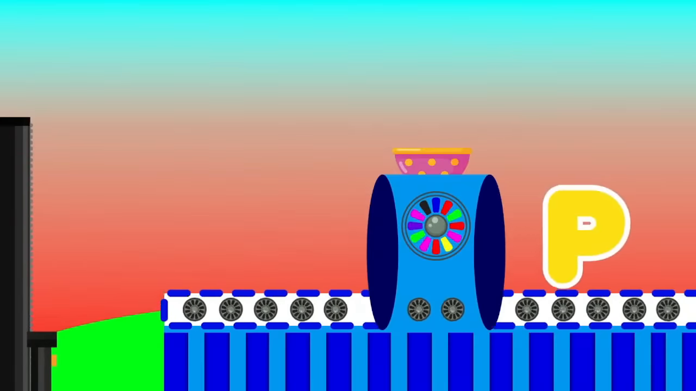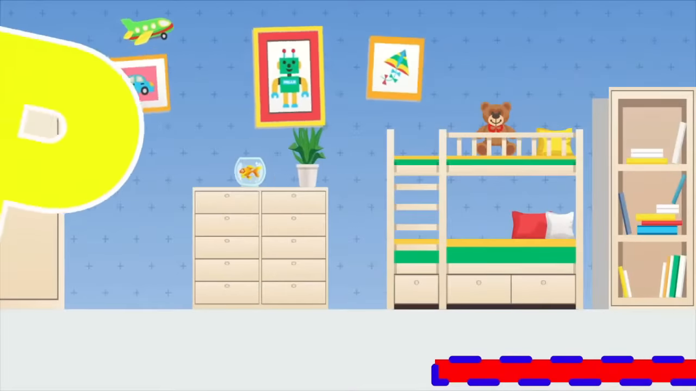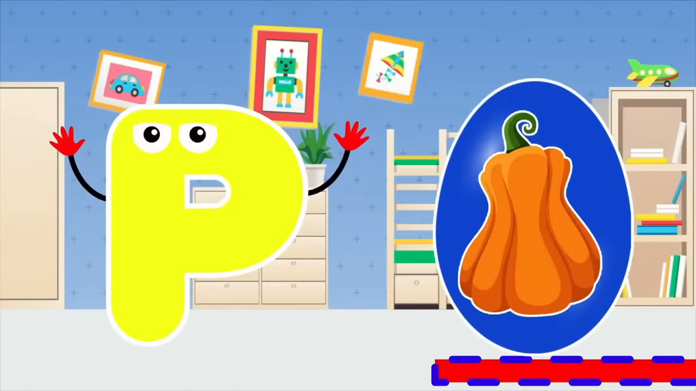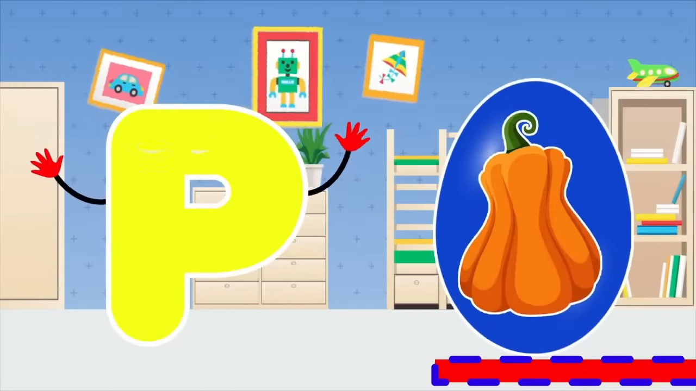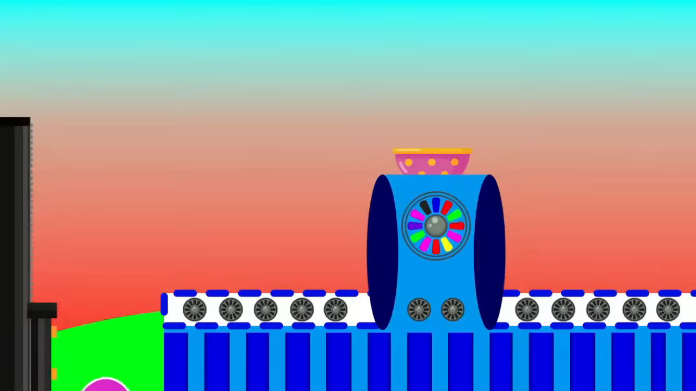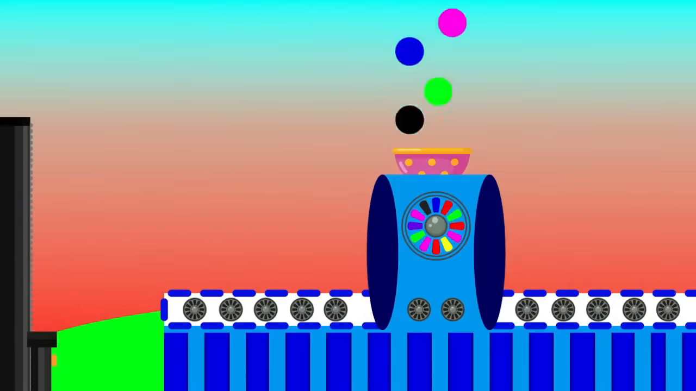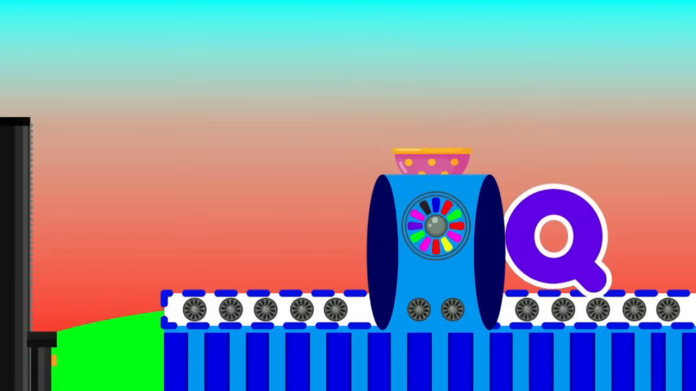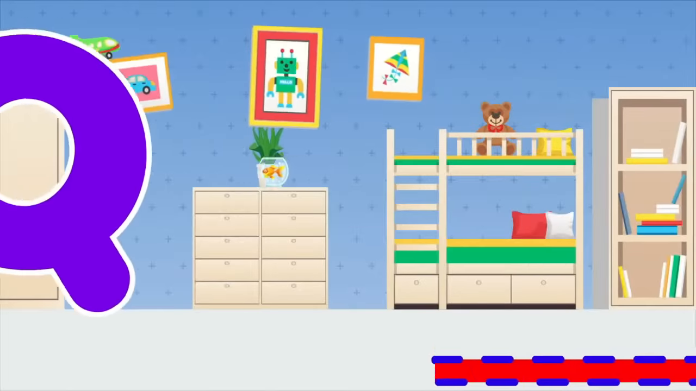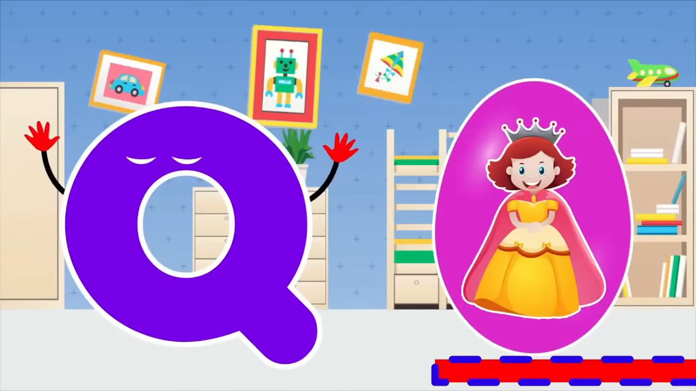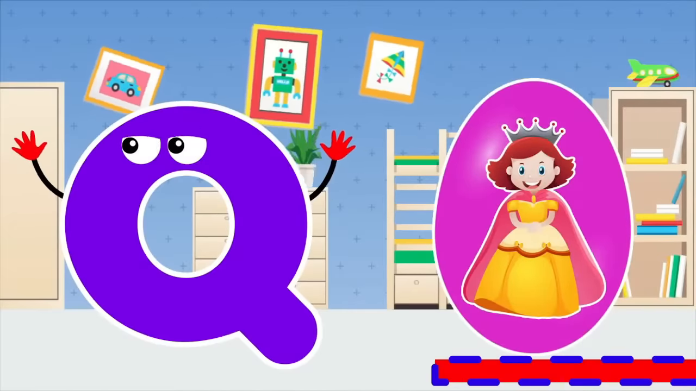Here is an alphabet P. P is for pumpkin. Here is an alphabet Q. Q is for queen.